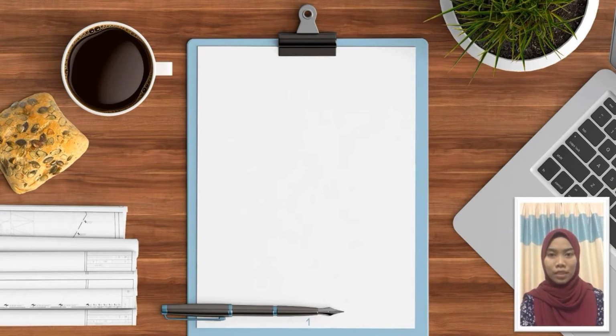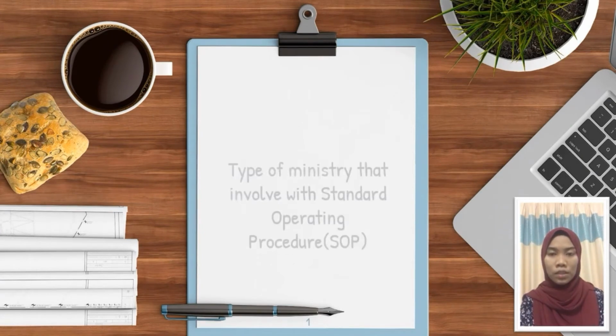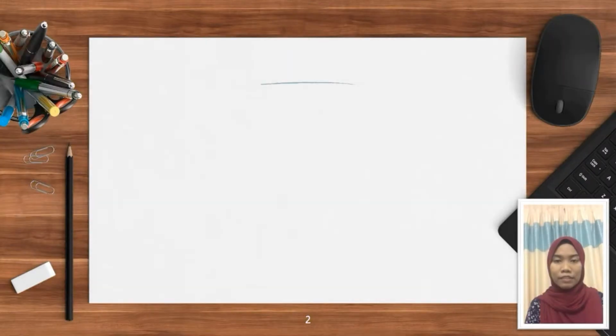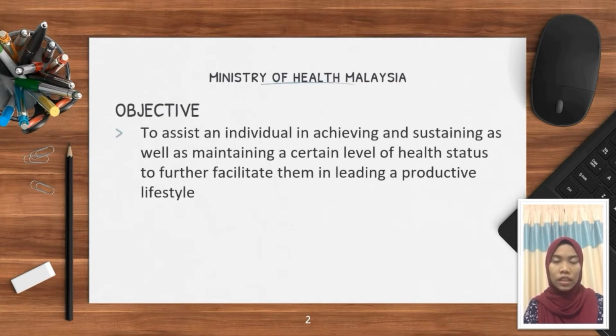My name is Najah binti Azhar and my metric number is 1172021, and in this slide I would like to present the types of ministries involved with the standard operating procedure, which is SOP. The first one I would like to talk about is the Ministry of Health Malaysia. Their objective is to assist individuals in achieving, sustaining and maintaining a certain level of health status to further facilitate them in leading a productive lifestyle.